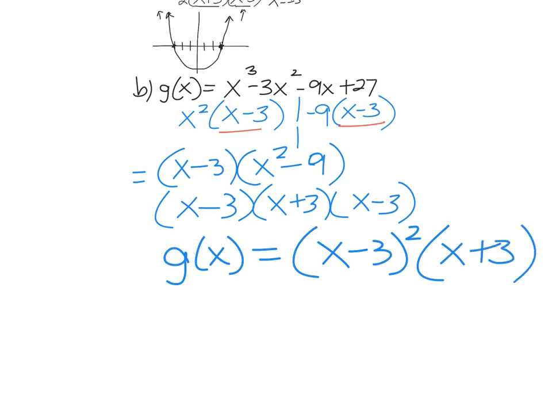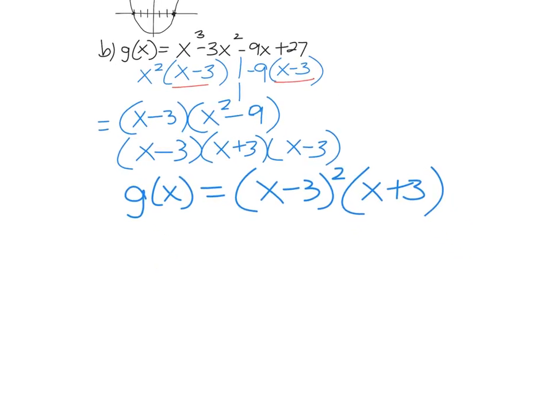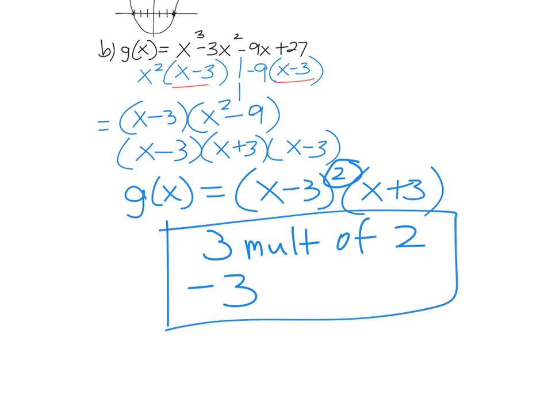Okay, so we're ready. We have completely factored it. We're ready to find the zeros. So the zeros are going to be 3 with a multiplicity of 2. It's very important that you write that, okay? Because it's going to affect the graph at 3. At 3, it's going to look like a parabola because it has a squared on it. And then negative 3, and that one's just a single. Okay, so those are our zeros.